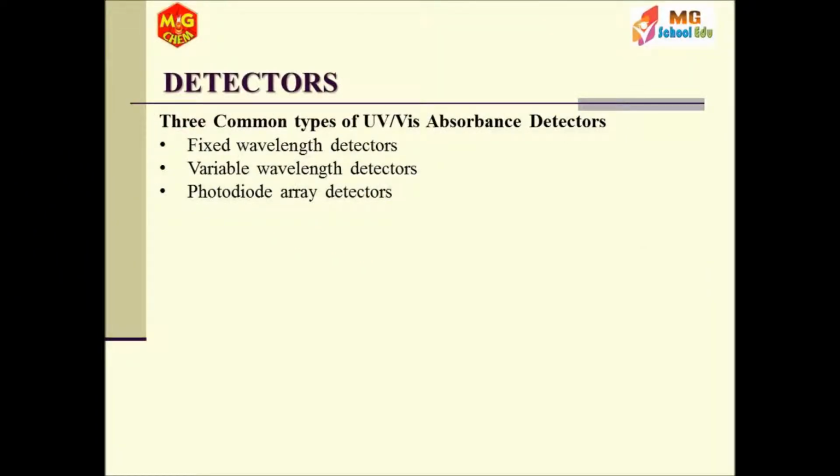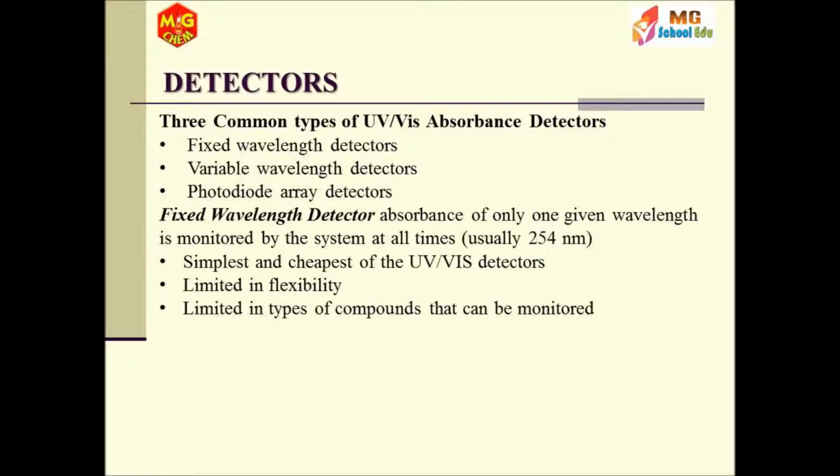An absorbance detector measures the extent to which the light intensity decreases, that is, the absorbance. Three common types of UV visible absorbance detectors: fixed wavelength detectors, variable wavelength detectors, photodiode array detectors. Fixed wavelength detector: absorbance of only one given wavelength is monitored by the system at all times, usually 254 nanometers. Simplest and cheapest of the UV visible detectors. Limited in flexibility. Limited in types of compounds that can be monitored.